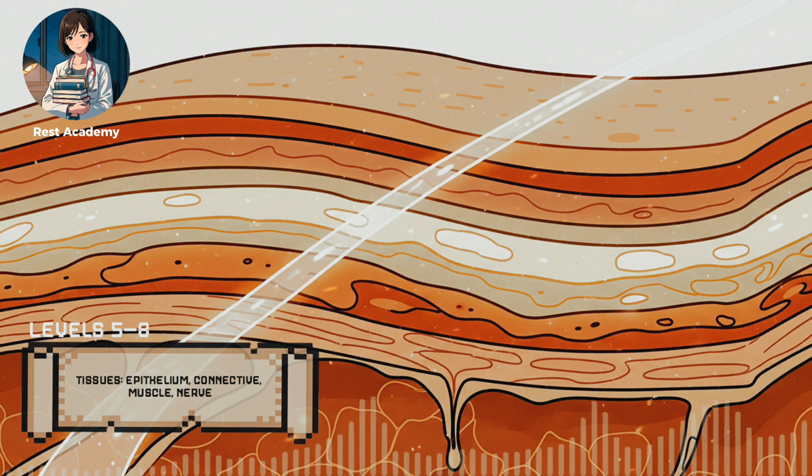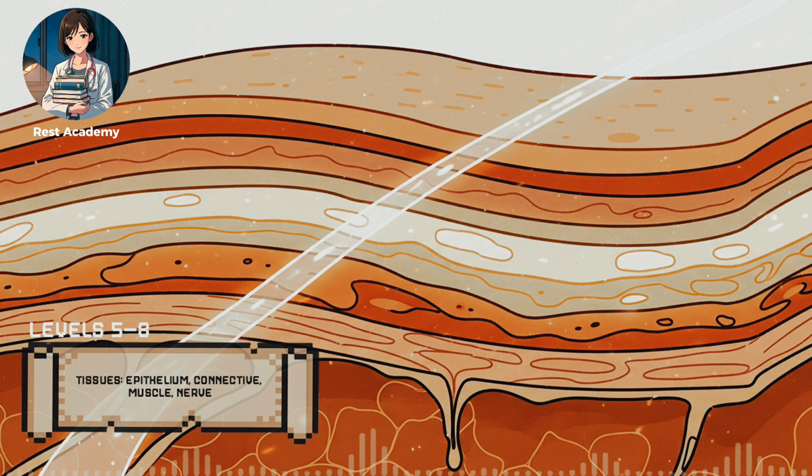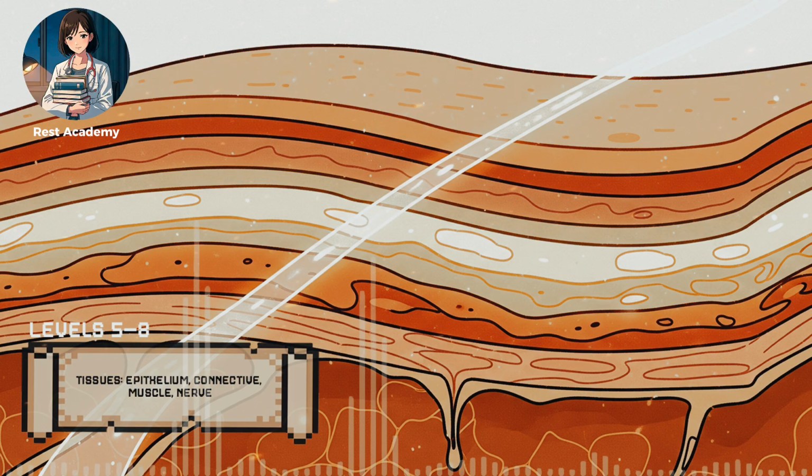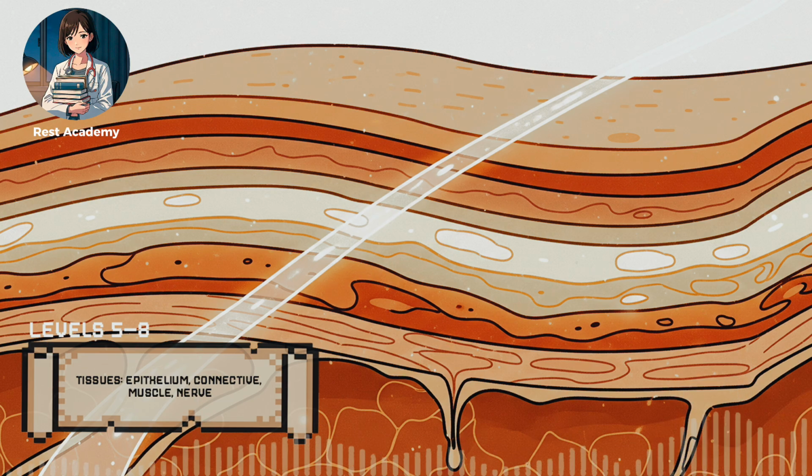Dense regular connective tissue organizes collagen in parallel bundles for tendons and ligaments. Dense irregular tissue forms multidirectional sheets in dermis and organ capsules. Some connective tissues mineralize: bone. Some are avascular and resilient: cartilage. And one flows: blood. Each still fits the same principle.